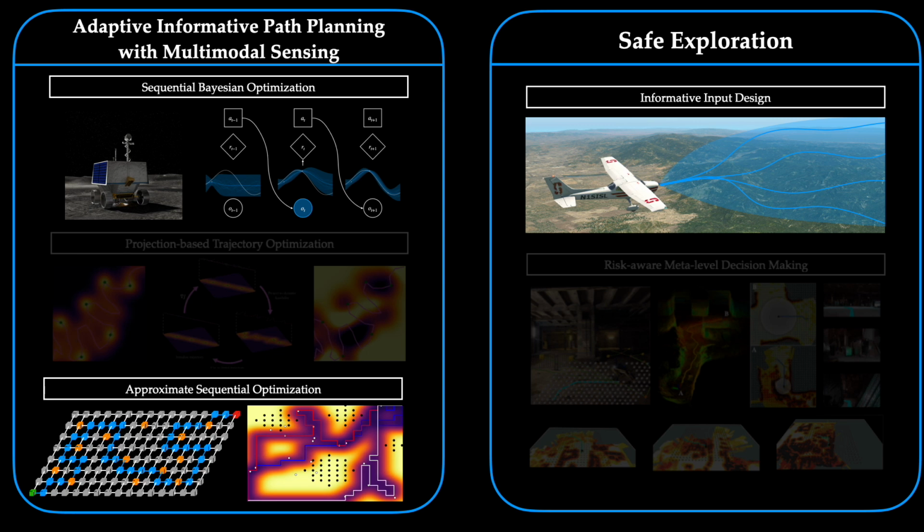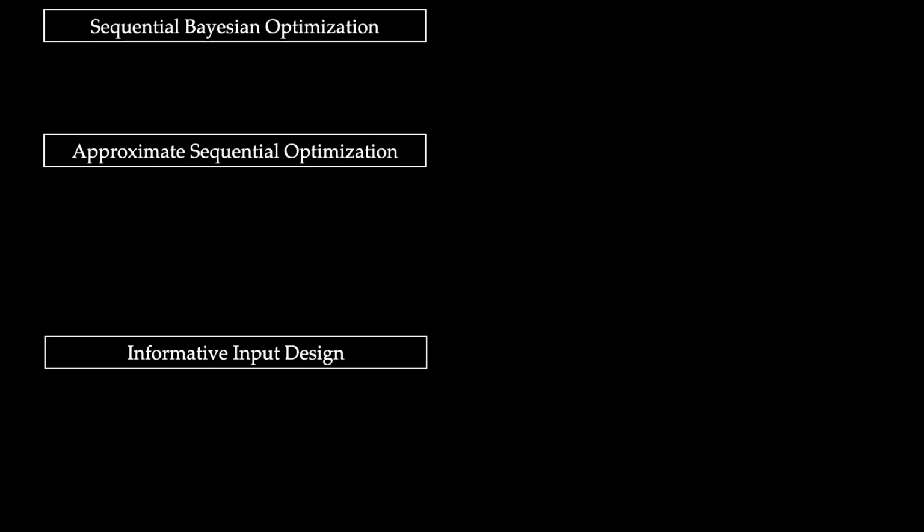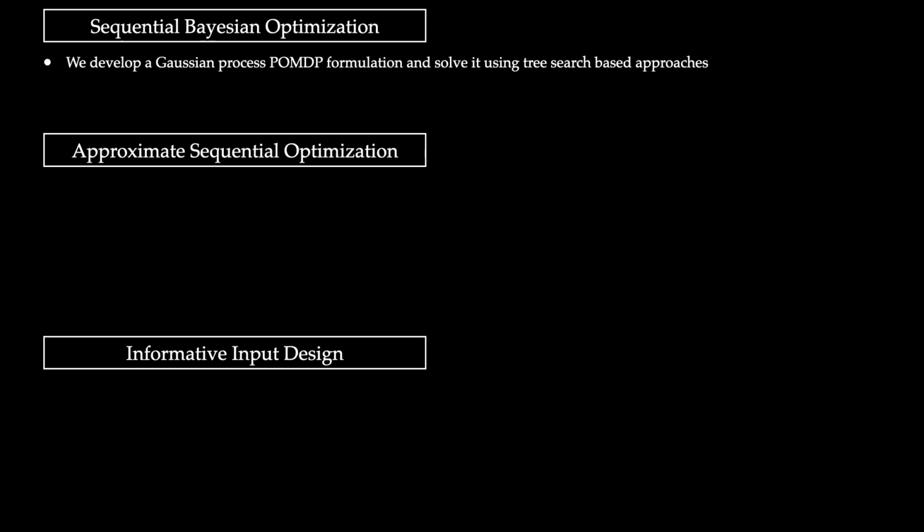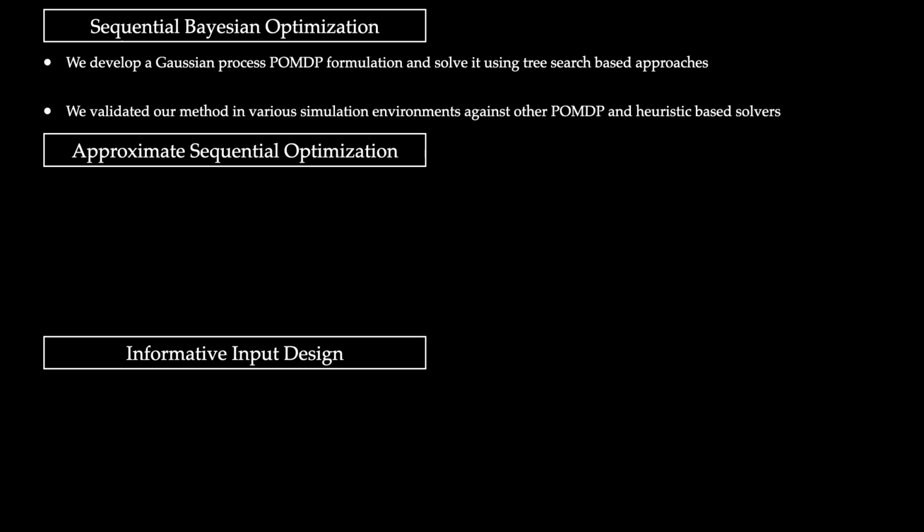And so looking at these contributions in a bit more detail, for the first contribution here on the sequential Bayesian optimization, we're developing this belief state sequential decision-making process formulation for the informative path planning problem. And then we're solving that through a few different methods that we'll talk about in detail.